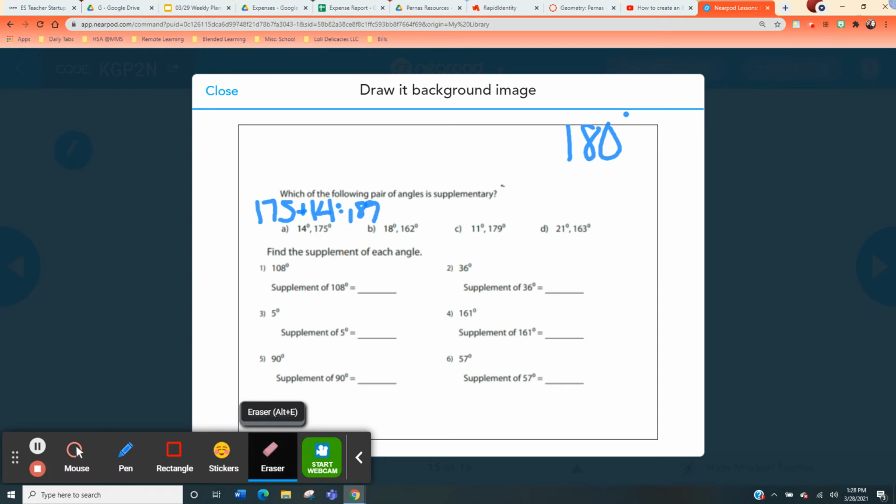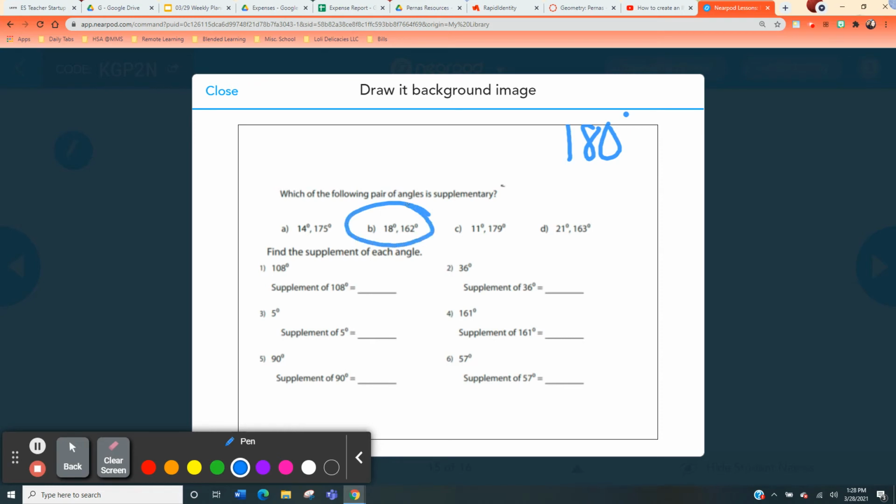So from here, I would like you to take a second to go ahead and figure out if B, C, or D are supplementary angles. Remember to go ahead and pause the video. Okay, now that you've taken a second to find your supplementary angles, I can tell you that B would be the only pair of supplementary angles. It is the only one that equals 180.